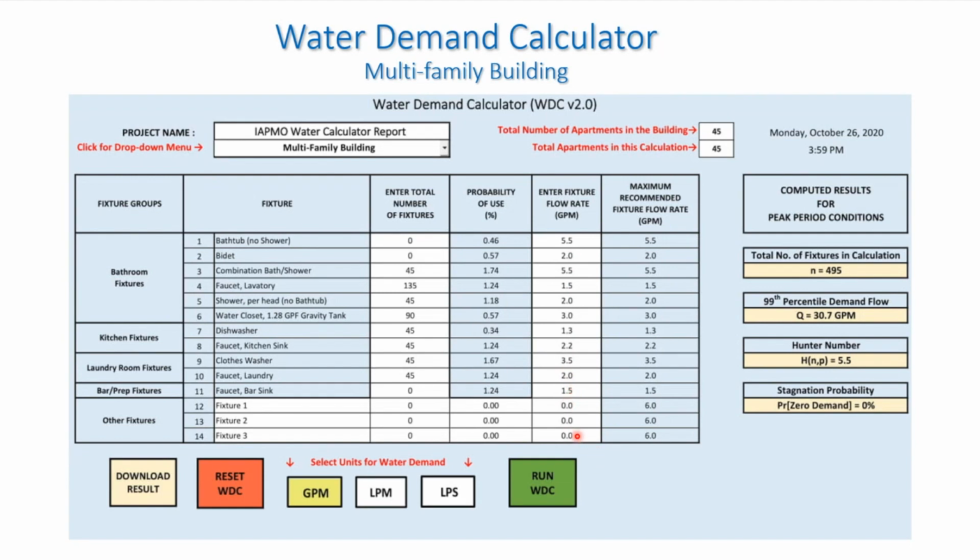And everything in the white boxes can be modified. The only thing is that these flow rates cannot exceed the maximum recommended flow rates in this blue column here. You can go lower. You can use lower flow rate fixtures, but this is really for water conserving plumbing fixtures.